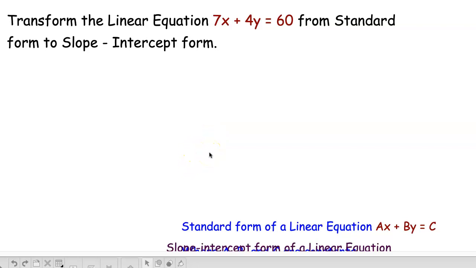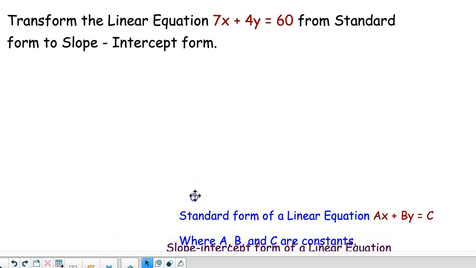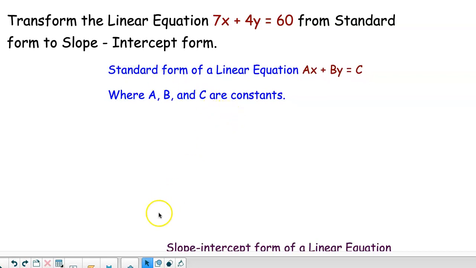Transform the linear equation 7x plus 4y is equal to 60 from standard form to slope intercept form. So we have a linear equation here. It is given to us in standard form. The standard form of a linear equation is Ax plus By is equal to C, where A, B and C are constants. They are numbers, right? Here your A is 7, B is 4 and C is 60.